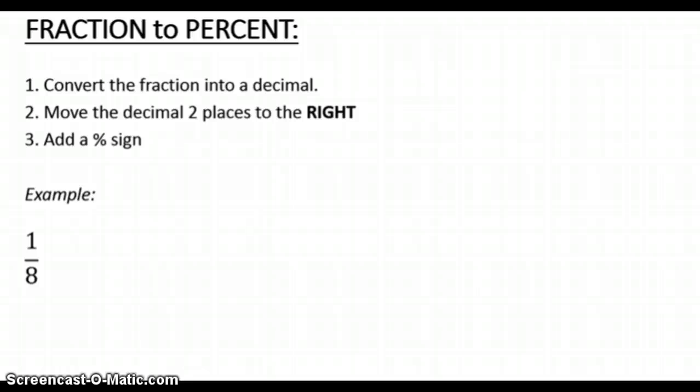Lastly, we're going to look at fraction to percent. There are actually a couple of ways that we could do this. First, let us look at this example. For this example, 1/8, the first thing that we're going to do is convert the fraction into a decimal. So we did this before. 1 divided by 8. Remember, 8 doesn't go into 1, so we have to do that decimal point 0. Put that on top. 8 goes into 10 once.